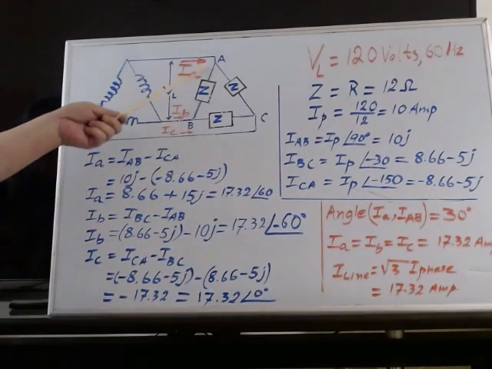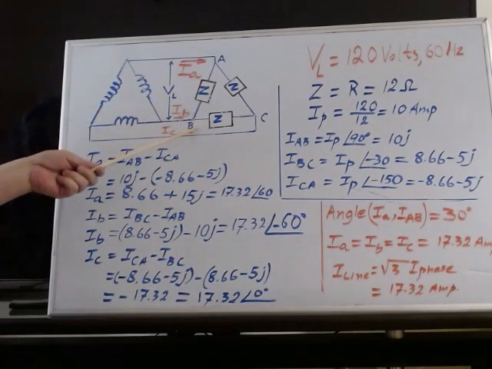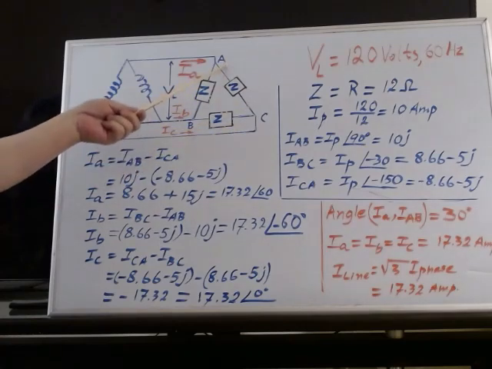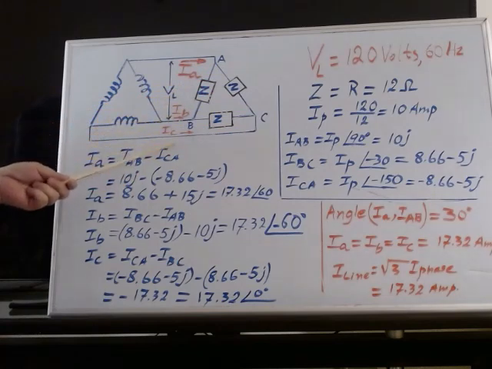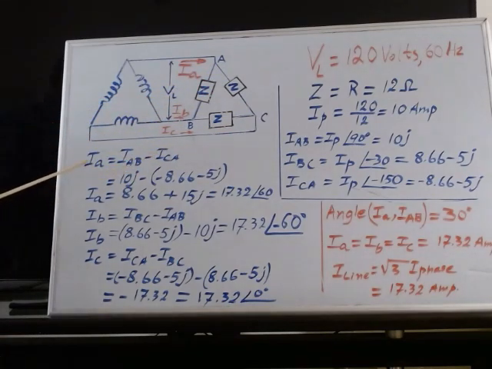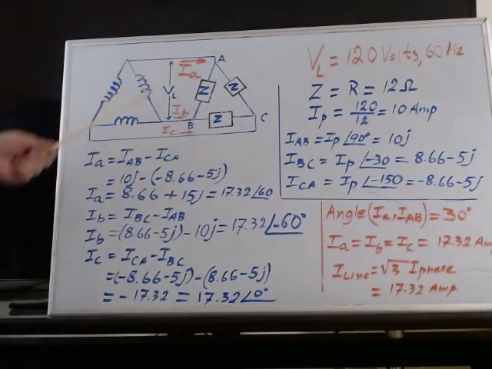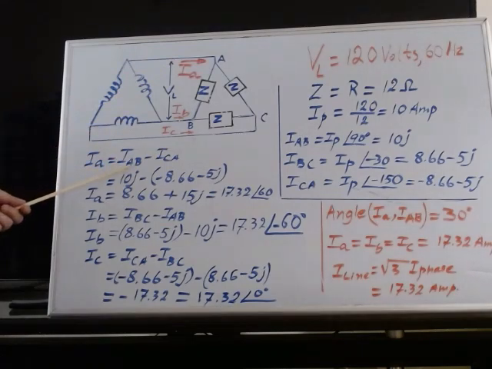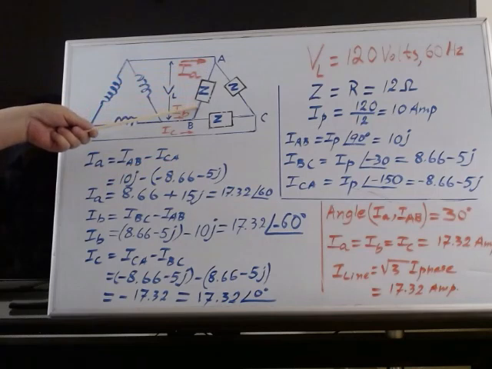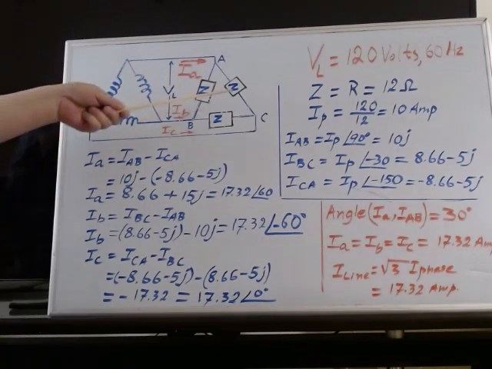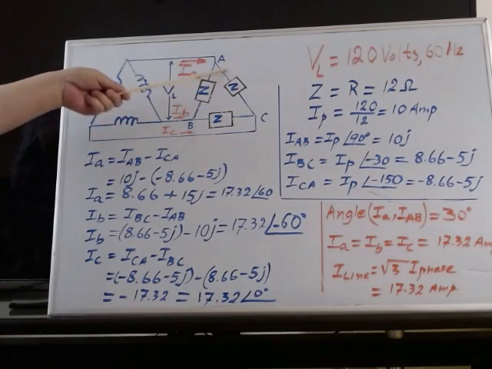Having the current flowing in the phase, now we need to know the current from the source. Okay? First, the current from the source IA is equal to IAB minus ICA, that is IAB flowing out minus ICA flowing in to the point A here.